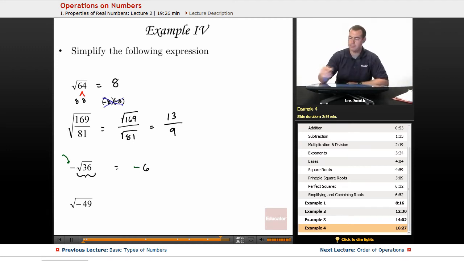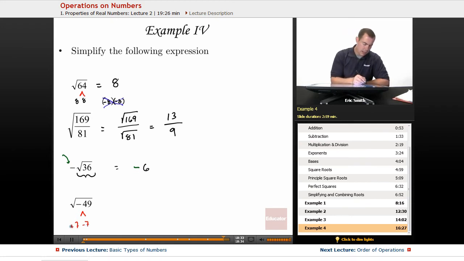Alright, one more. This last one involves a square root of a negative number. So what two numbers, when multiplied together, would give us a negative 49? And remember, they must be the same. Well, we got a few problems, don't we? If I try and use 7 and 7, that would give me a positive 49. That doesn't work. If I try and use a couple of negative 7s, that doesn't work. It still gives me a positive 49.